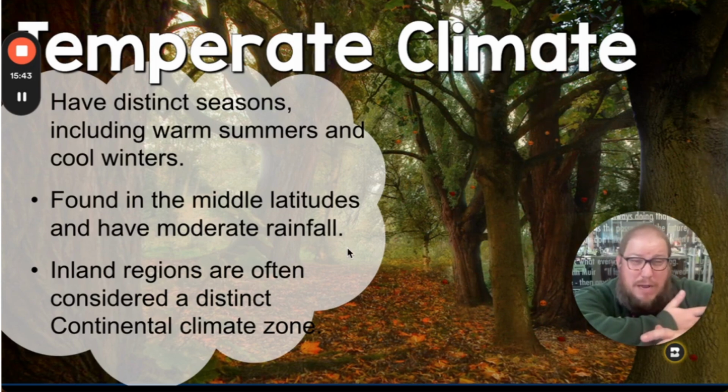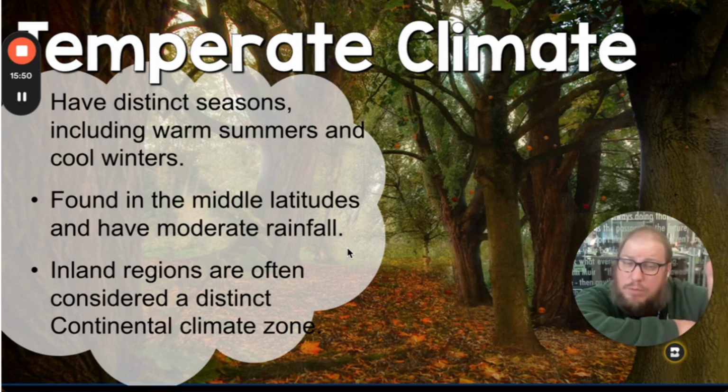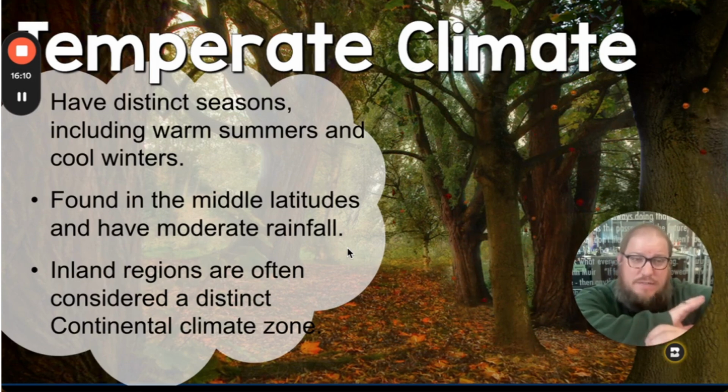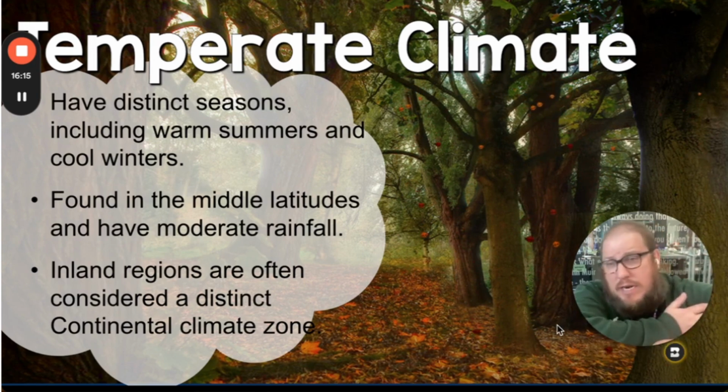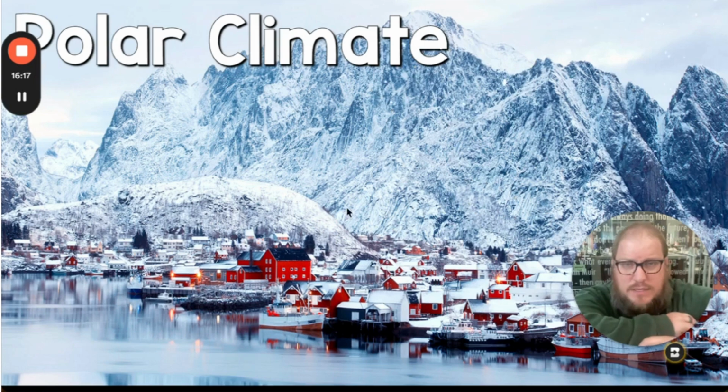We tend to have moderate levels of rainfall, so we're getting consistent precipitation throughout the year, enough to maybe replenish the amount of groundwater or surface water that is lost through evaporation. And the inland regions may have a more distinct kind of continental climate. So we'll look at these a little bit more when we are speaking about specific areas, or we're in specific units where we're talking about areas of the globe with more temperate climates.